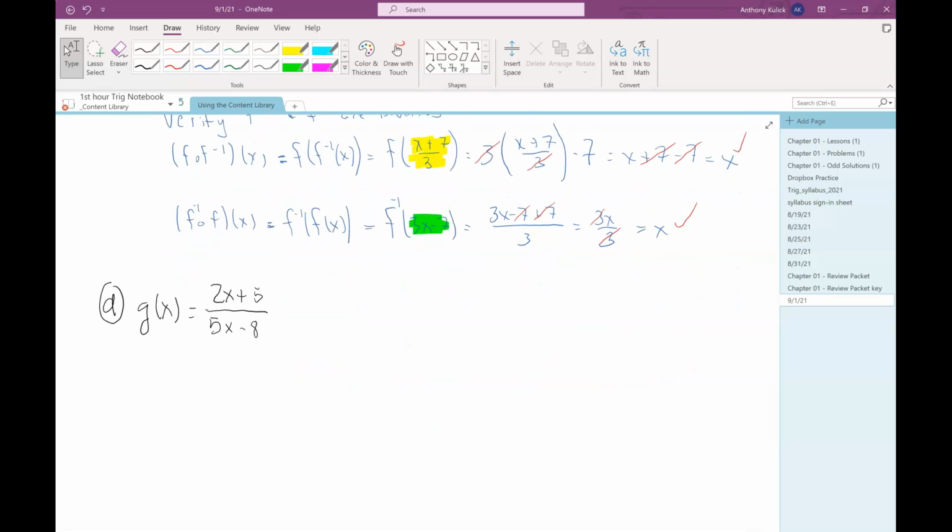So this one is a little bit more challenging algebraically because I have x in 2 locations instead of just 1. Everybody see that? So still going to start the same way. I'm going to replace the function notation with a y equals.